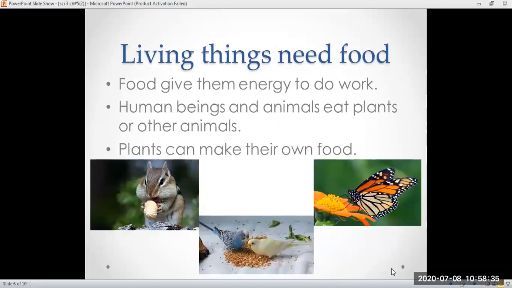So the last characteristic which we are going to learn in our class is that living things need food. All the living things need food, and you all know why we need food, because food gives them energy to do work. This food helps us to do our different activities. If we do not eat food we can't run properly, we can't write properly. For working, for listening, for understanding, we need the food. And human beings and animals eat plants or other animals.